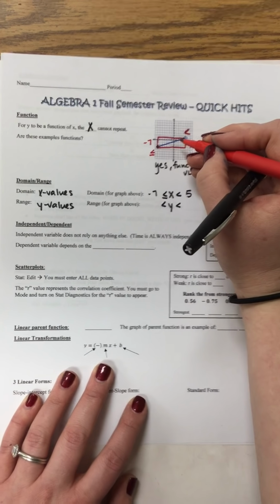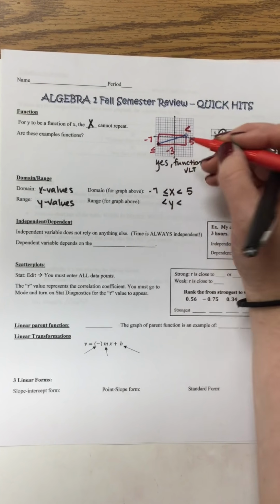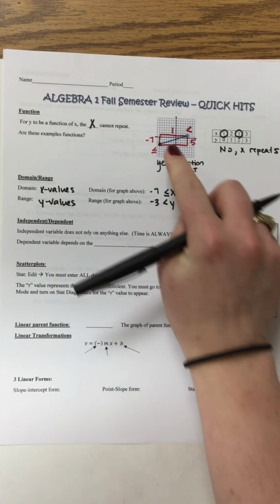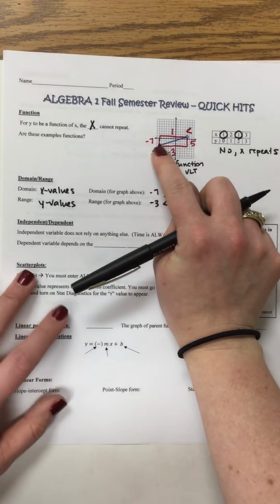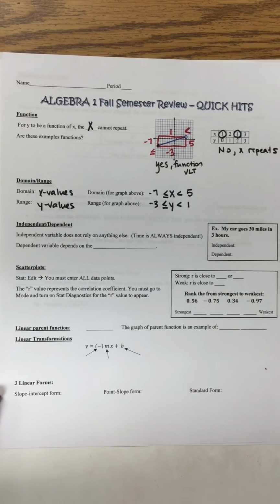Okay, range, same thing but with y's. So how far down is the graph going? It's going down to -3, and it's going up to +1. So -3 to +1. And again, that -3 was with that closed circle, so I'm going to put an equal to line underneath that. Okay, so that was domain and range.